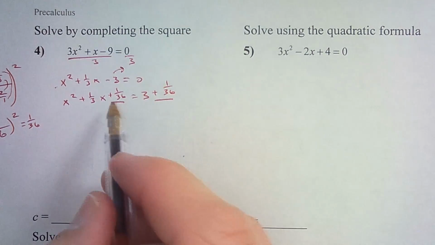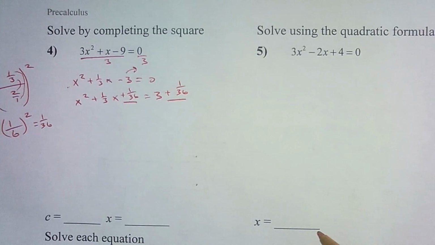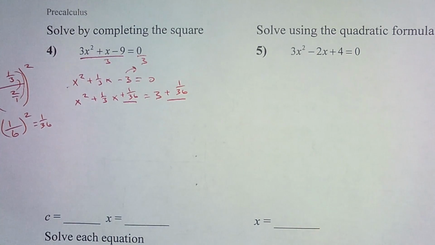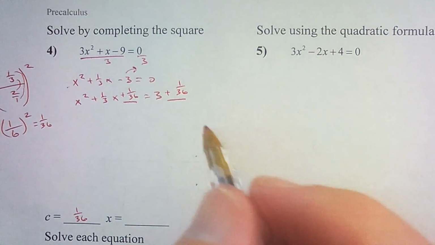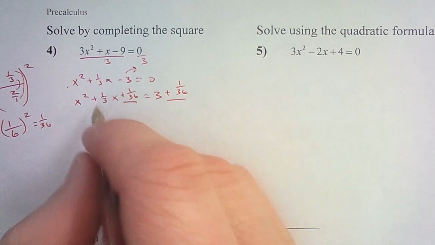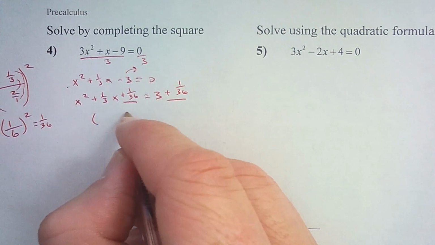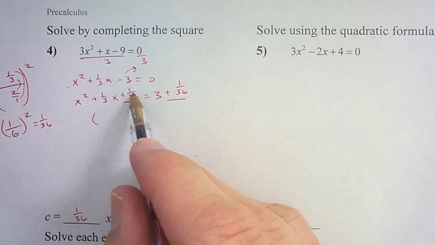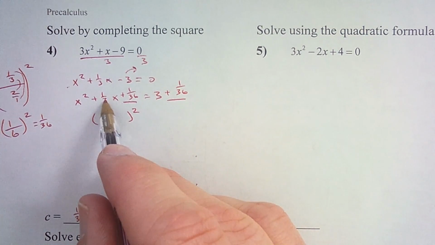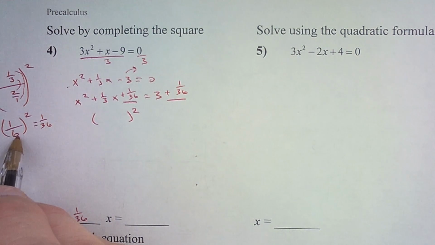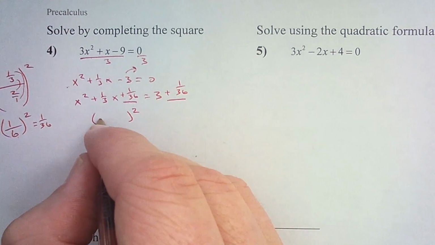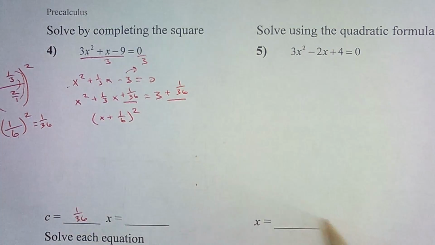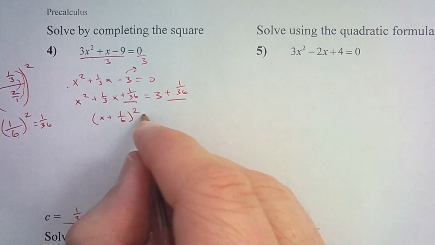Okay. So I have now completed the square, so now it is time to factor and solve. Down here in this blank it does ask for our new c, and that is 1 over 36. So now to factor. I made a square trinomial, so I know it will factor into a binomial squared. What multiplies to 1 over 36 and adds to 1 over 3? That's this number right here. B divided by 2 was 1/6. So x plus 1/6 squared is the factored form.